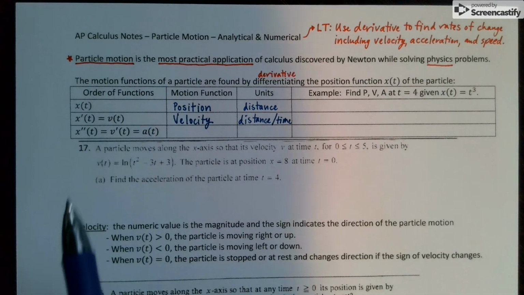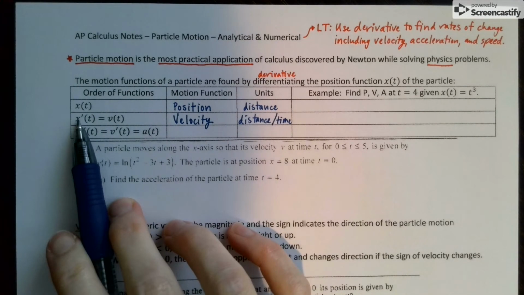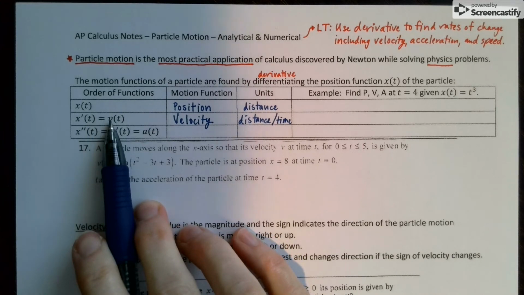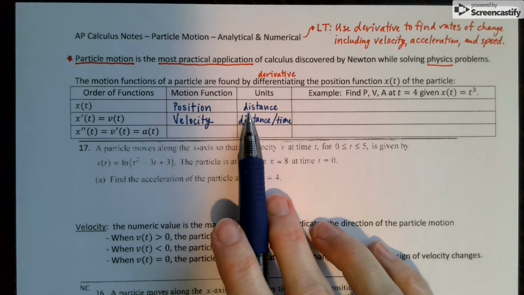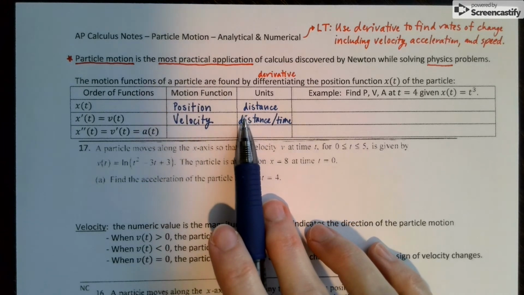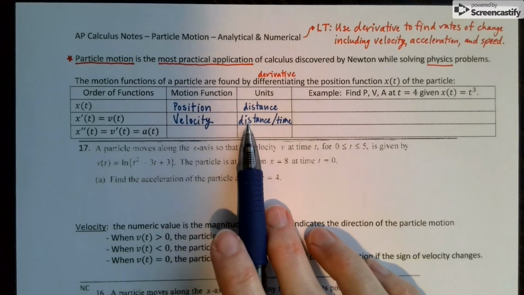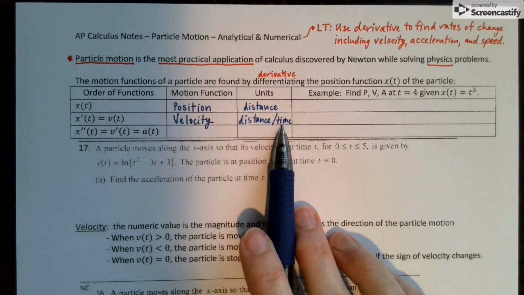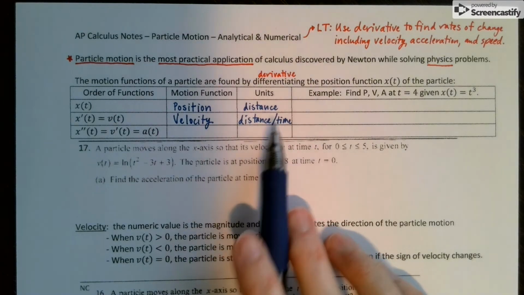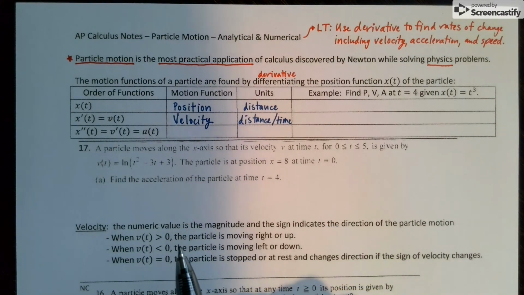When we take the first derivative of our original position function, we end up with what we call the velocity function, v of t, and we know that when we take a derivative, we're actually making it a rate of change, or dividing by time. So the units for velocity are some distance units divided by some time units. So meters per second is a pretty common unit for velocity.